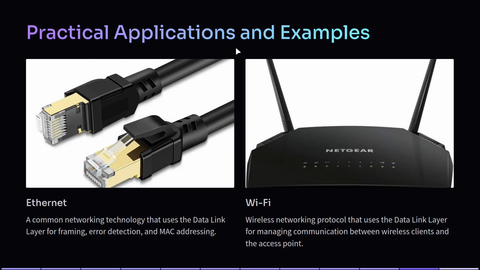Practical applications and examples. Ethernet is a common networking technology that uses the data link layer for framing, error detection, and MAC addressing. Now, the MAC address is also commonly referred to as a Layer 2 address. Wi-Fi: a wireless networking protocol that uses the data link layer for managing communications between wireless clients and the access point within that local area network.